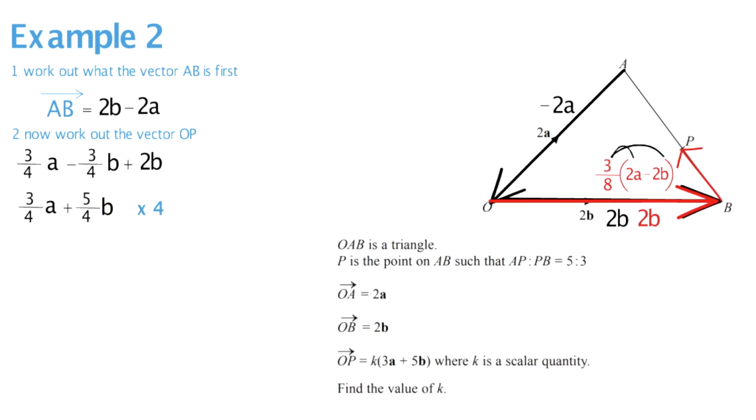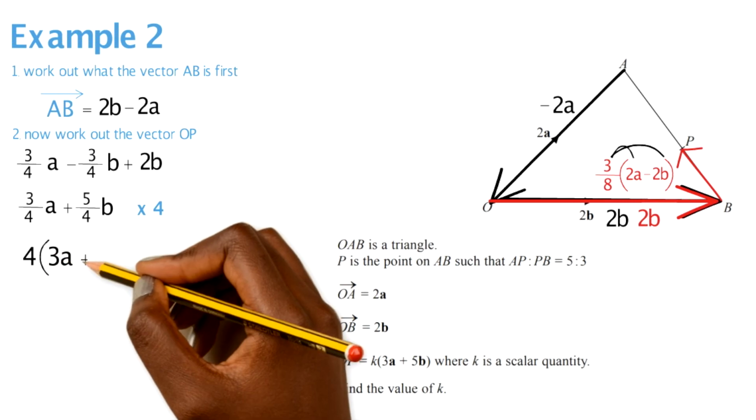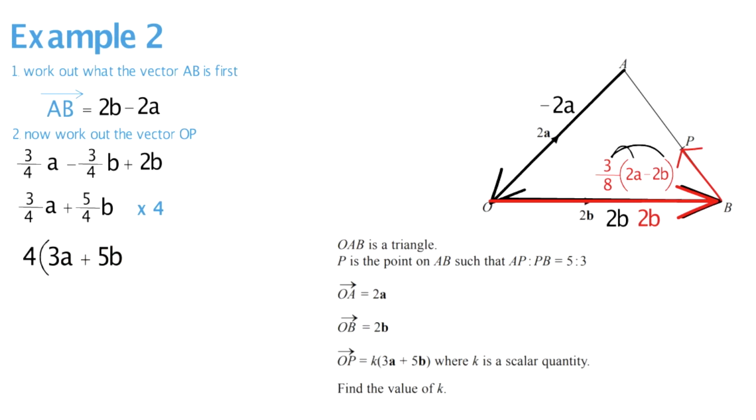Okay, so we're going to multiply both of them by 4, and that's going to leave us with 4. And then we're also going to factorize them. So it's going to be 4 bracket 3a plus 5b. And then k, which was our scalar quantity, is going to be 4 because that's the number outside the brackets.